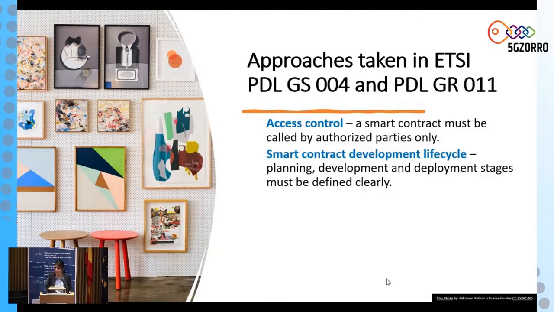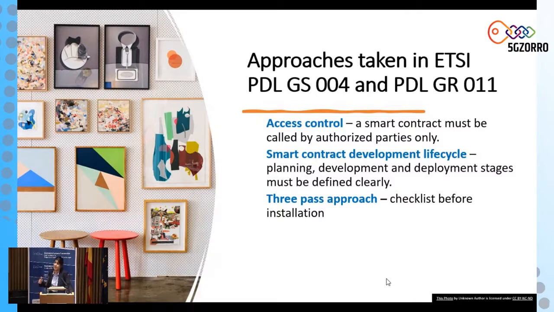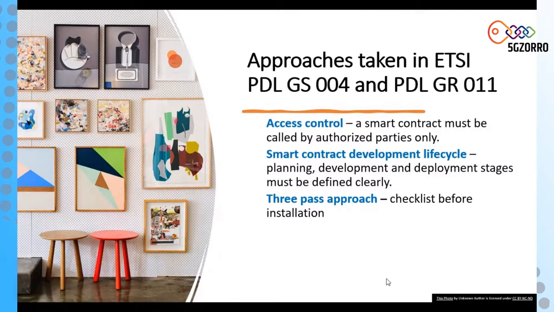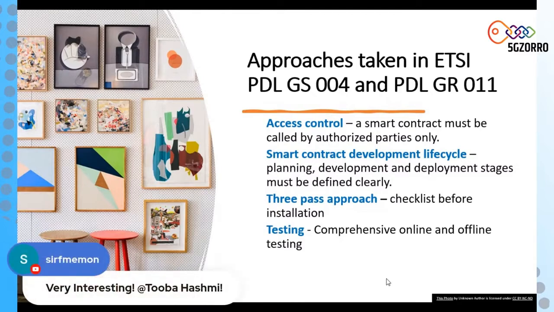The development life cycle should be maintained, managed, and followed. We have proposed a 3-pass approach in the checklist. Before deployment, the smart contract has to go through the checklist, like pilots in aviation go through a checklist and tick off everything they have done, all the checks, before it is deployed. Testing: comprehensive testing has to be done. It can be in a sandbox, or in a small production, not the full production. Small Docker nodes, three or four systems, can be connected, and this comprehensive online and offline testing has to be done.